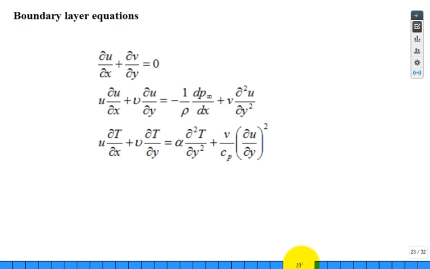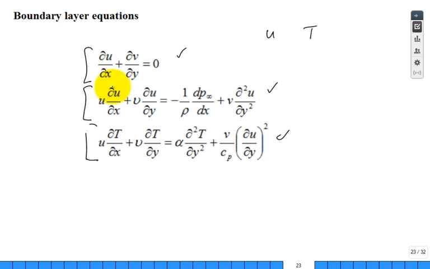Well, how do we get the detailed solution for these equations for the velocity as well as the temperature? Well, you go back to your fundamental equations. These are the boundary layer equations. This is the continuity equation. This is the momentum equation. This is the energy equation. All right? These two you're familiar with from fluid mechanics. This is the only new one.